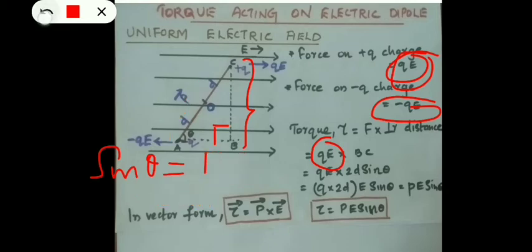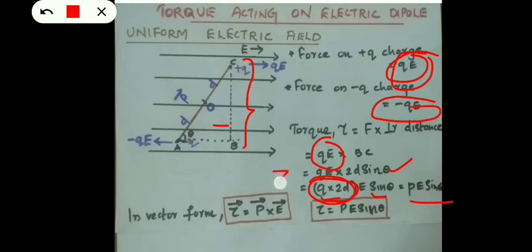What is that? BC is equal to 2D sine theta. So substitute that expression here. So you will get torque tau equal to QE into 2D sine theta. Then just rearrange this expression, write Q and 2D together. So Q into 2D into E sine theta. And what is Q into 2D? Yes, remember the expression for dipole moment. This is the expression for dipole moment P. Q into 2D. So we will get PE sine theta. So this is the expression for torque.